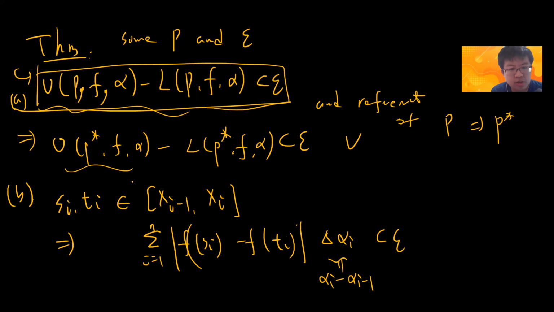And this is also simple, right? Because the upper sum is the maximum and the lower sum is the minimum. So if you take any two points inside this interval, their difference will be less than this, and so you will get this. So B is also trivial.